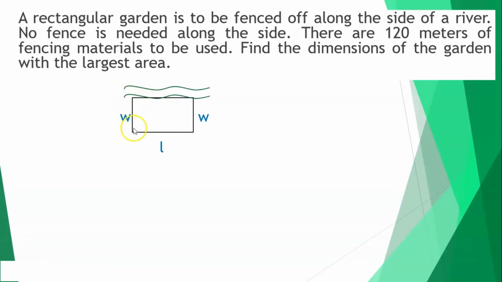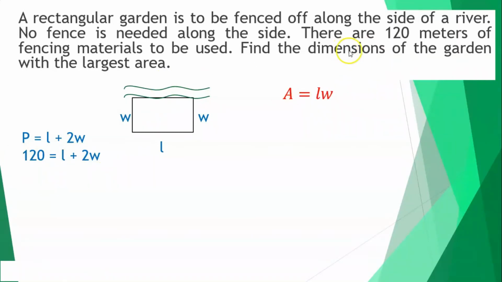So we have here our rectangular garden. That's where the river is. With that, take note, we will not fence along the side, so we'll have 2 widths and 1 length. So our perimeter here would be length plus 2 widths. Since we have 120 as our fencing material, L plus 2W equals 120. Again, take note, this is our constraint equation.